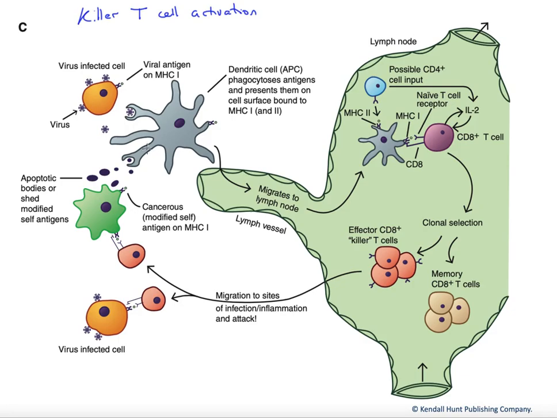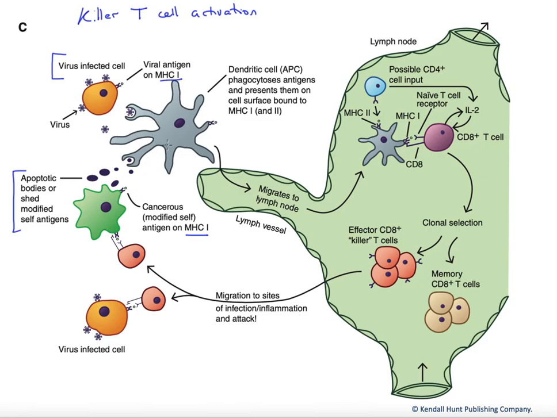Conversely, killer T cell activation occurs in response to virally infected cells or cancerous cells that are producing abnormal proteins, right? Viral proteins or cancerous proteins. And our cells take samples of the proteins we make and express them on the surface using MHC1, right? This allows us to detect abnormalities in all of our native cells.